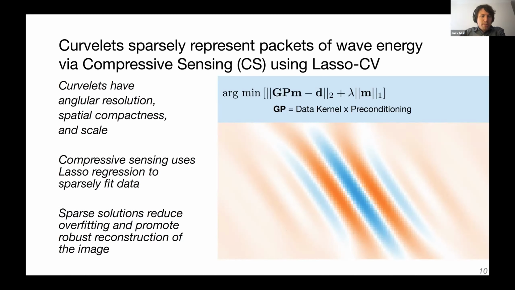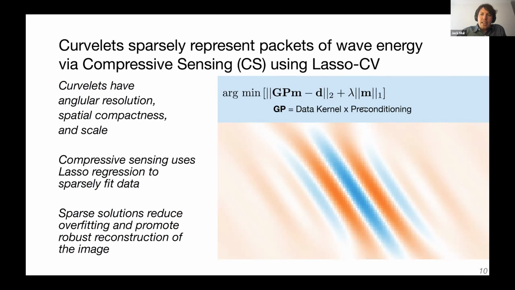And in order to represent the wave field in this basis, we do something known as compressive sensing, which is essentially trying to find a sparse collection of these curvelet coefficients that best represents the data. And we do this by solving an inverse problem that looks like this. We take the argmin with respect to this model parameter M, which is the collection of curvelet coefficients, of G times M, where G is a linear forward model matrix, fitting it to the data under the L2 metric.